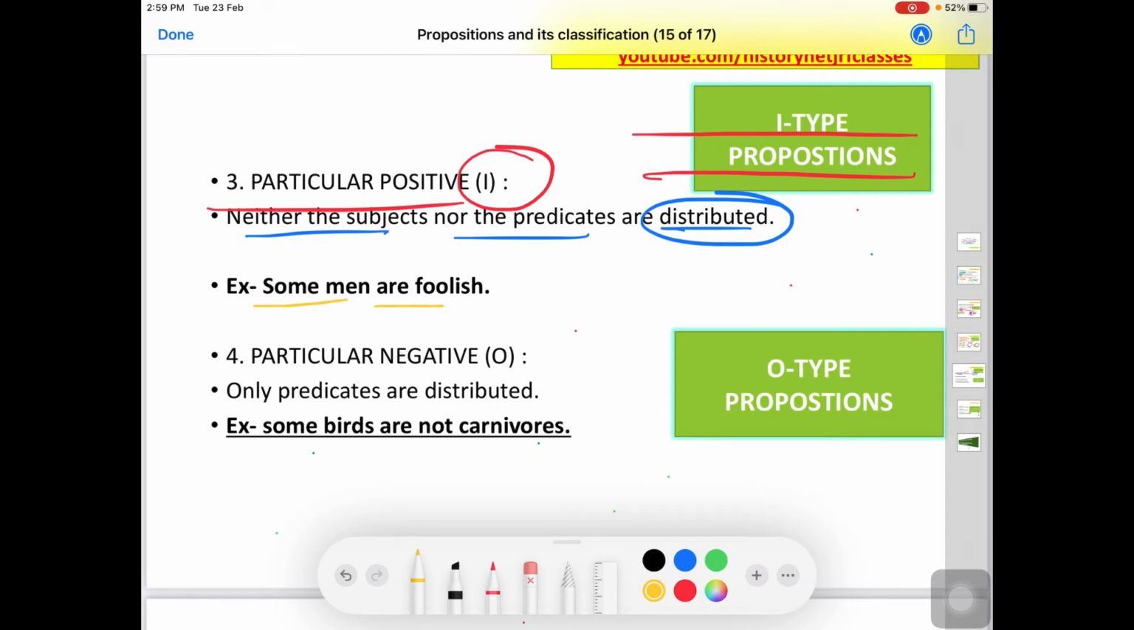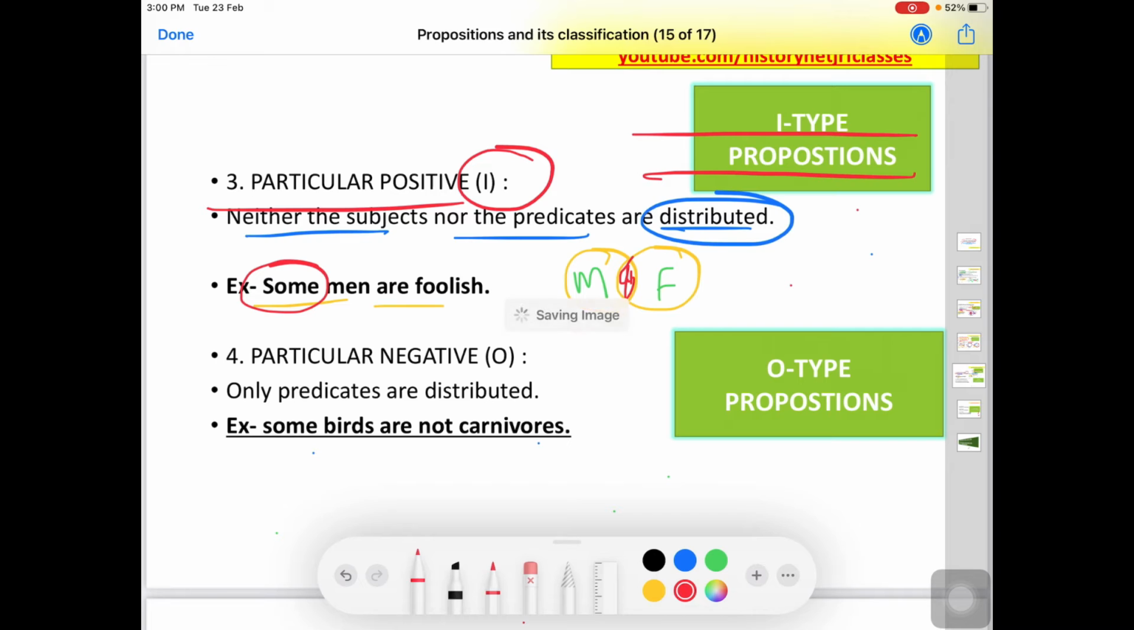Here we have an example. Some men are foolish. That means this is for men, this is for foolish. If some men are foolish, that means some foolish are also men, because they are sharing this portion of some. So here what we see, it is not representing the whole class of men, just a particular, small group of men. When it is not representing the whole class of men, that is the subject here, that means it can't be distributed.